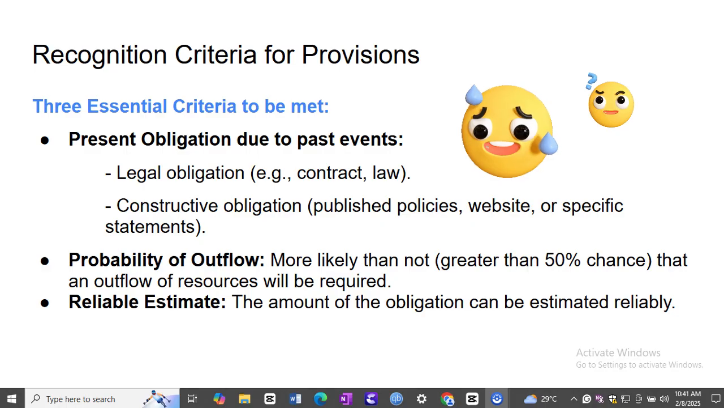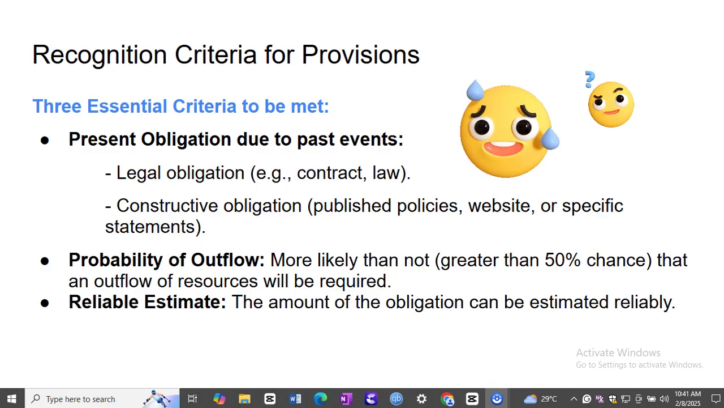Exactly. Second criteria, it has to be probable that you'll need to use resources to settle that obligation, more likely than not that you'll have to pay up. So more than a 50% chance, not just a remote possibility. What's the third hurdle? You've got to be able to estimate the amount of that obligation, and it's got to be a reliable estimate, not just a wild guess. So those are the 3 tests a potential provision has to pass.